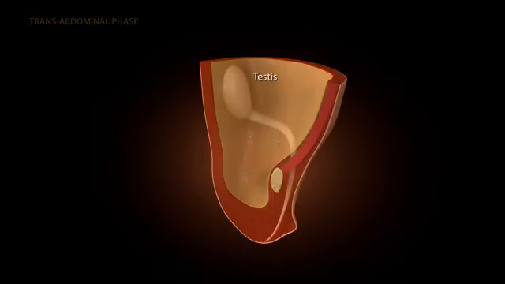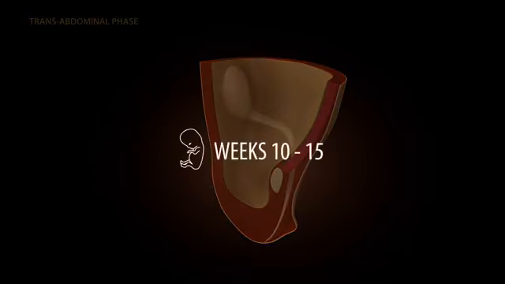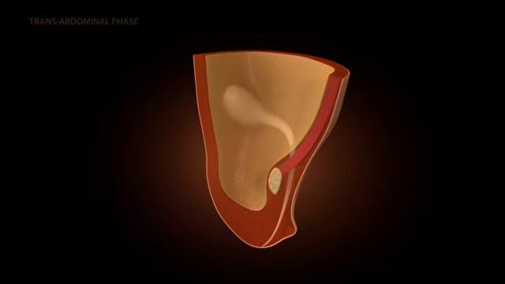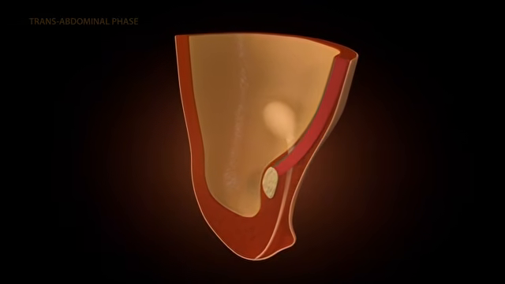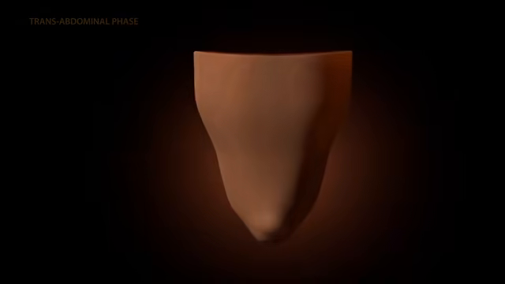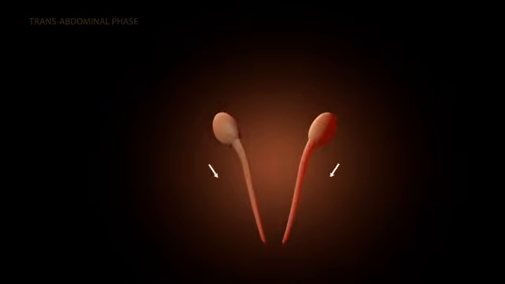The testis, which initially lies on the dorsal abdominal wall, develops between the peritoneum and the rest of the body wall. Between 10 and 15 weeks of development, the abdominal cavity enlarges, causing the anchored testis to be drawn downward to the mouth of the deep inguinal ring. During this descent, the testes travel in a lateral to medial direction.